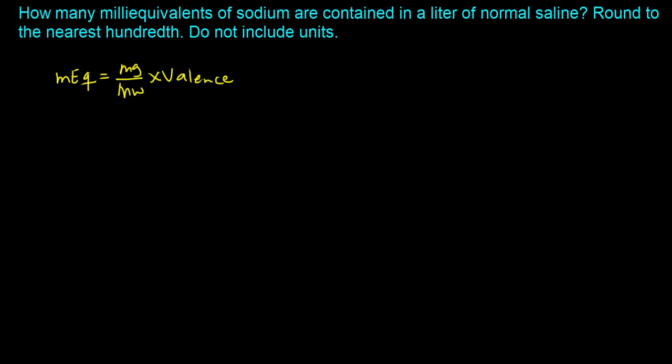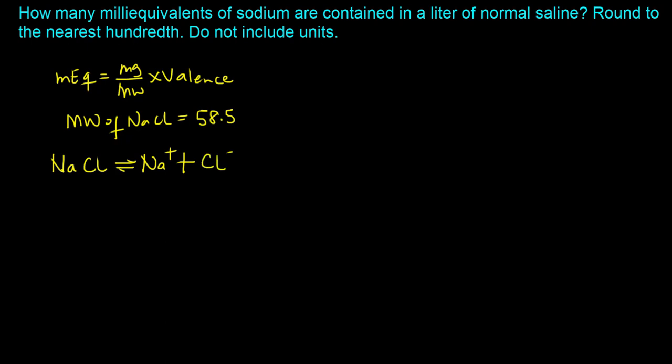So there are a number of things that are implied from the question. Normal saline actually is sodium chloride. And so the molecular weight of sodium chloride is 58.5. Then we also need the valence. And so when we take the sodium chloride, which is NaCl, and put that in an aqueous environment, you're going to end up with a sodium cation and a chloride anion. And so the valence is the absolute value of either the charge on the cation or the charge on the anion. And so the valence is going to be equal to 1.